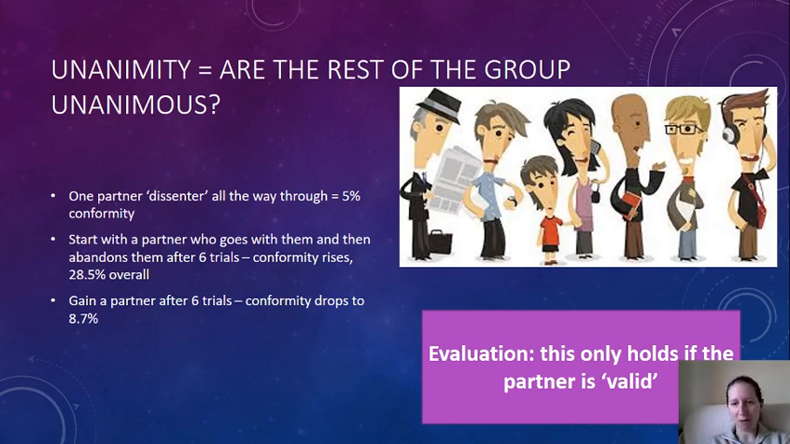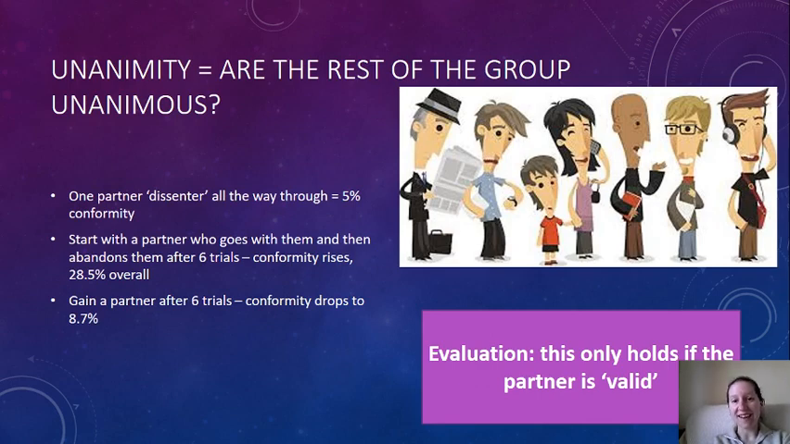And then he also tried where this person, for example, would start off in the first 6 trials by giving the right answer. Then after the first 6 trials, they conform, so the rest of the group becomes unanimous again.